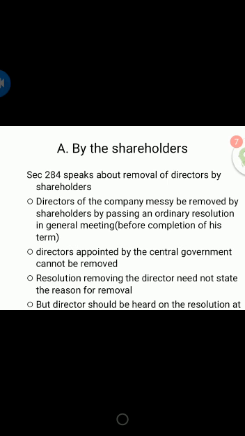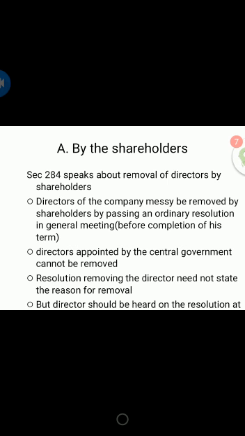The resolution you pass in the meeting to remove the director need not state the reason, but notice should be given. Notice is required of any resolution to remove the director, so the director should know that he will be removed. And the director is entitled to be heard on the resolution at the meeting.